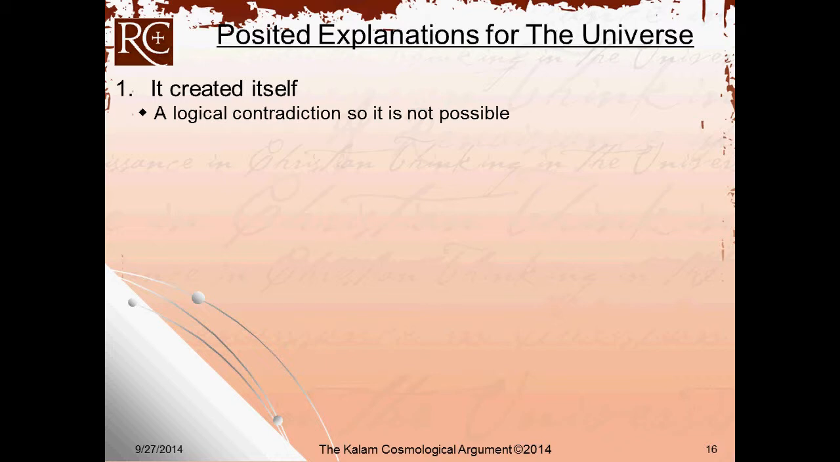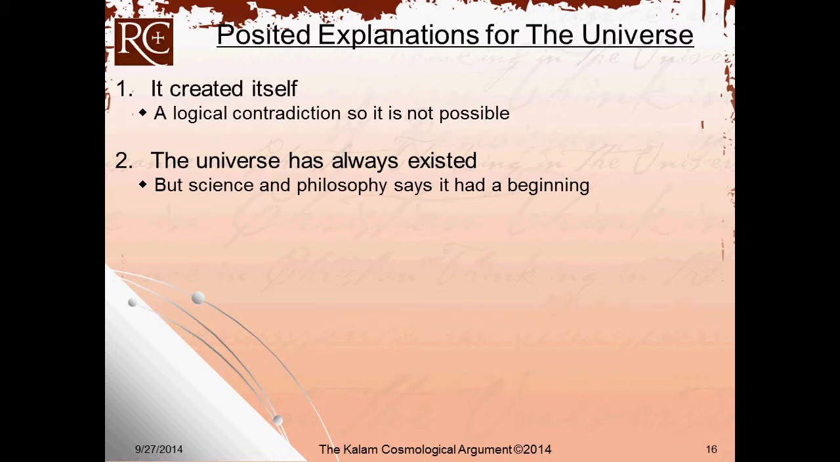Just as a highlight, the first thing is maybe the universe created itself. Well, this is a logical contradiction, because for the universe to create itself, it must already exist. But if it already existed, how can it create itself? That's a logical contradiction. Well, what if the universe always existed? Well, that's a possibility, but we'll find out that science and philosophy says it had a beginning.